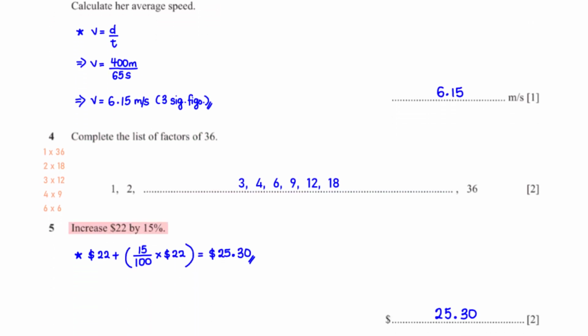Increase $22 by 15%. To increase $22 by 15%, we simply add 15% of $22 to $22, which is equal to $25.30.